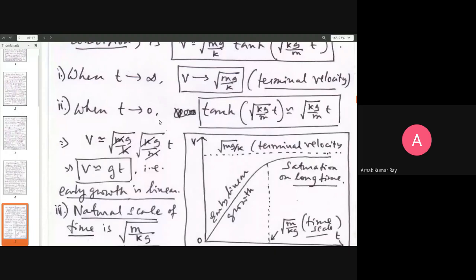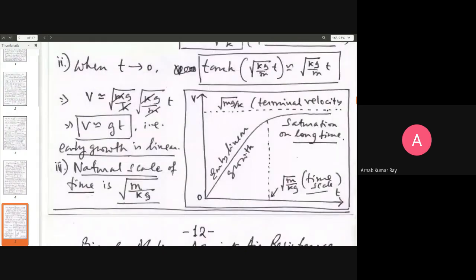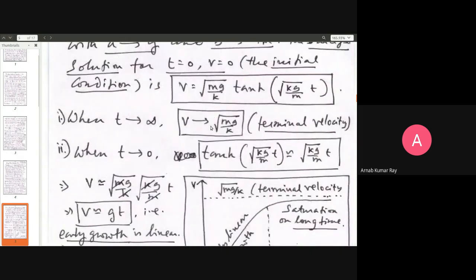So in the early stages, t tending to 0 but not exactly equal to 0, the velocity can be found out that the early growth will be a linear growth. V is equal to gt. Okay. A natural time scale of this problem will be square root of m by kg. Please just check your mathematical discussion. And so the early linear growth will change over to a saturated growth over a long time. Velocity will go towards a limiting saturation value of mg by k square rooted over on a long time.